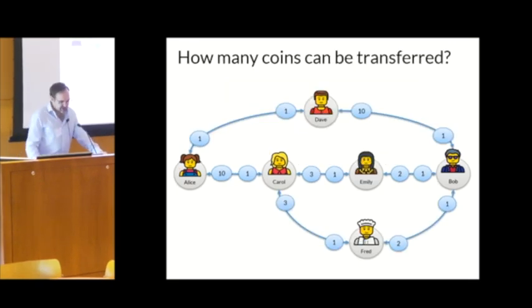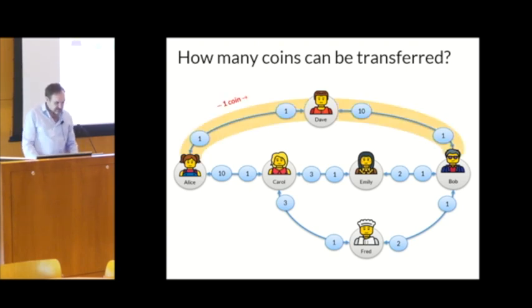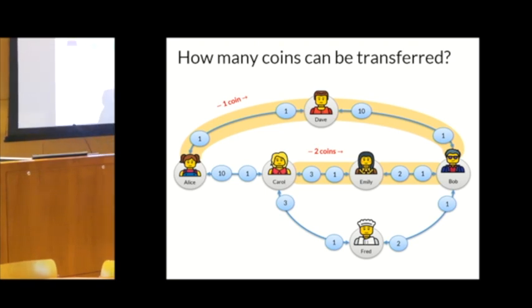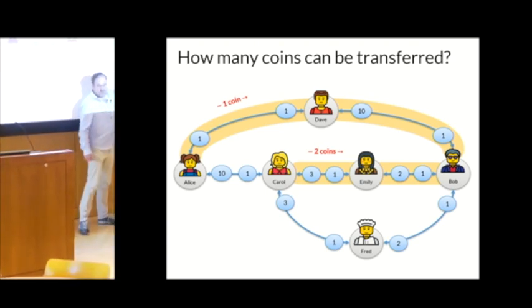Okay, so this brings us to the question: how many coins can be transferred in general? Say Alice wants to transfer coins to Bob, and the picture is like this. Then you can look at the capacity of this path and say, okay, using this path, Alice can transfer 1 coin to Bob via Dave. Carol has the capacity of 2 coins to Bob, right? Because it's 3 and 2. We should look at the smaller value here, 2.